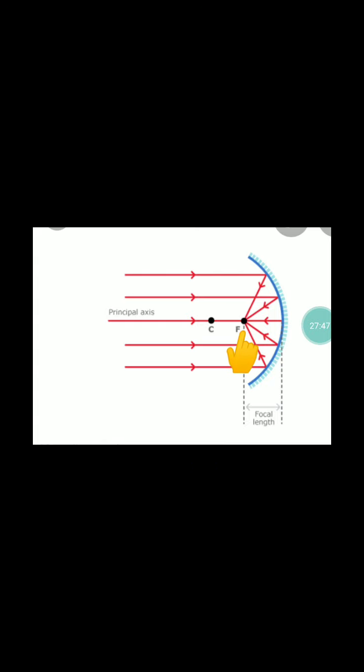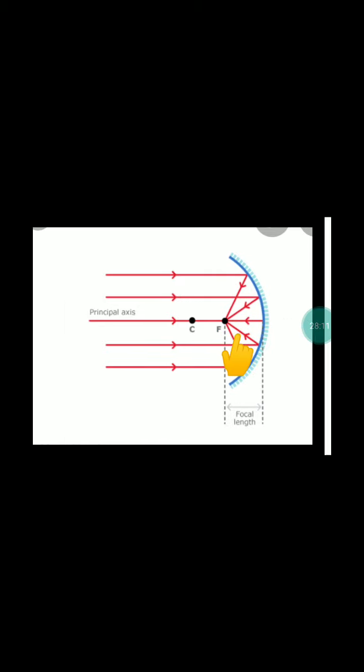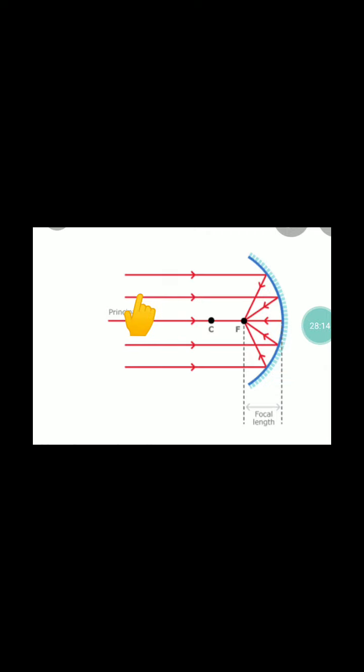In the figure, this point F represents focus. So what is focus? This is the principal axis. These are the incident rays parallel to the principal axis, and after reflection from the mirror they meet at a point. Look at this figure. These parallel incident rays after reflection meet at a point. This point is called principal focus, and it is usually represented by the letter F.